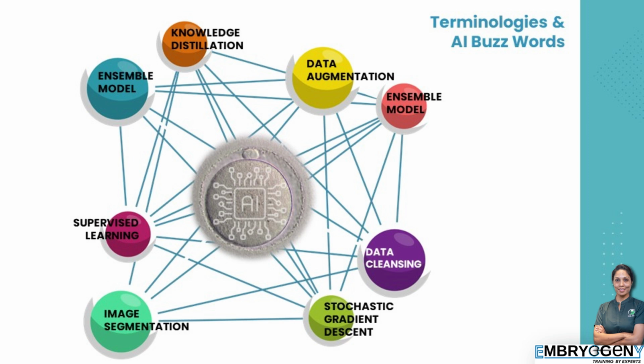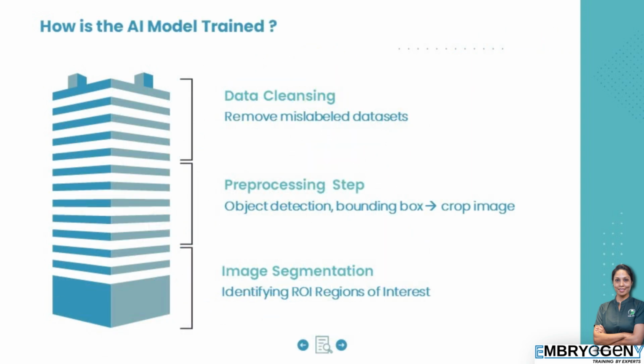But let us try and understand some important concepts when it comes to AI model training. At first, the data that is used to train AI model is cleansed to remove mislabeled images. Simply put, we need to make sure that an image labeled as M2 oocyte is actually an M2 oocyte and not a day 3 embryo. Next step includes object detection and the application of bounding boxes to isolate and crop the relevant part of the image. This prepares the data for more accurate analysis by focusing on the significant part of the image.